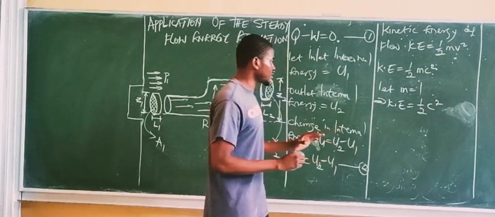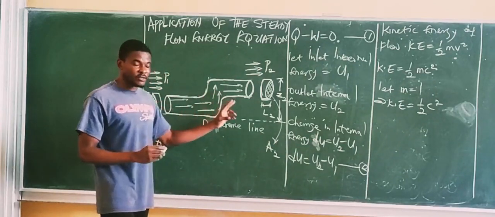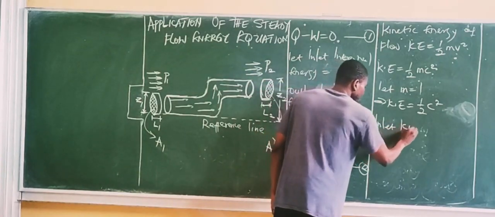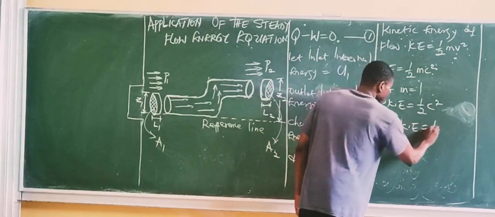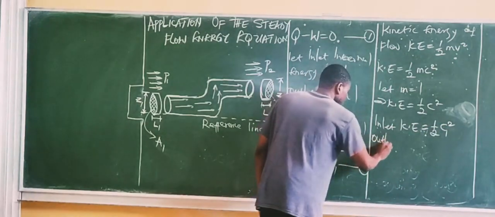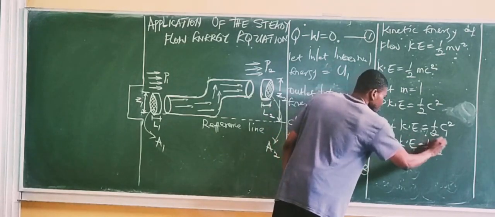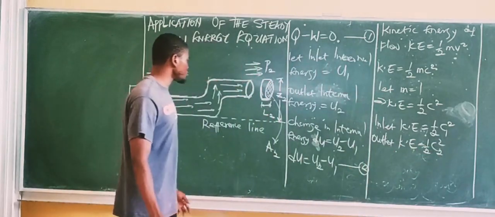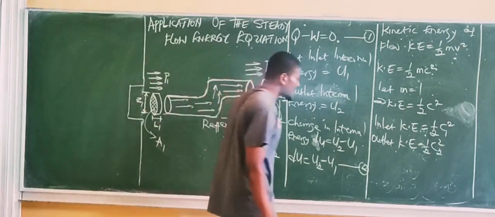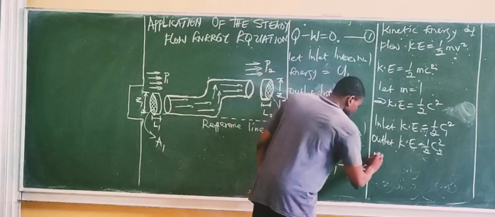Let's use the kinetic energy. The kinetic energy at the inlet is going to be different from the kinetic energy at the outlet. So the inlet kinetic energy will be equal to 1 over 2 c1 squared, while the outlet kinetic energy will give us 1 over 2 c2 squared, where c1 and c2 represent the speed of flow at the inlet and the outlet. Therefore, the change in kinetic energy is the difference between the inlet and the outlet.